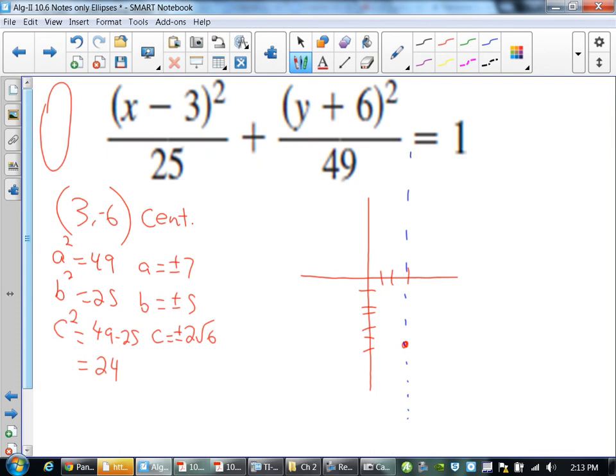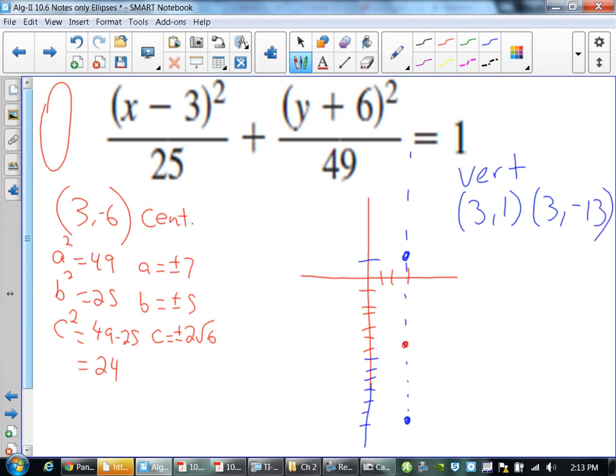We're going to add the shift to it. So what is negative 6 plus 7? So one of my vertices is at 3 and 1. The other one would be at 3 and, well, negative 6 minus 7 is? Negative 13.